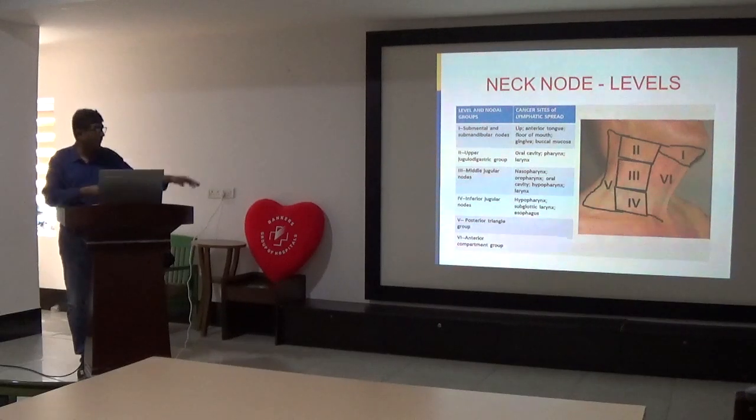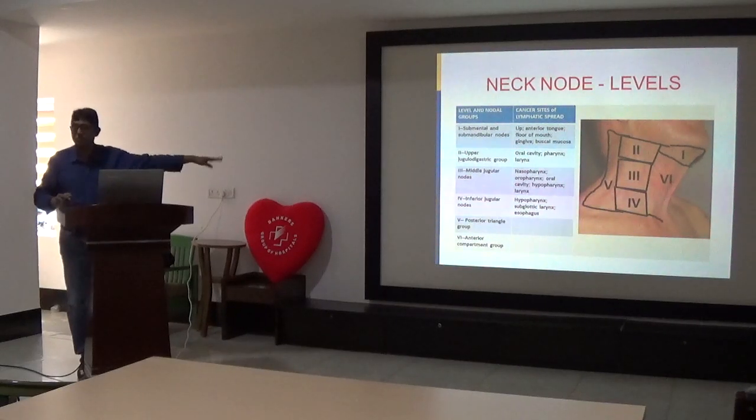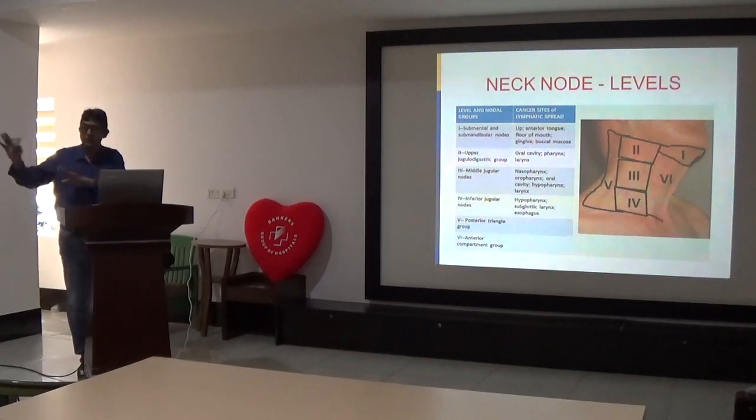That means that when you have these nodes which are positive, you will be able to clinically visualize the primary also. There is an entity known as unknown primary with neck node. That is a different entity altogether. You have a neck node, but you are not able to see any primary. We will deal with it some other day. But this is basically a rough guide.